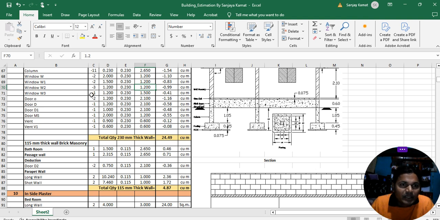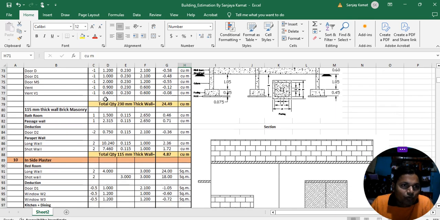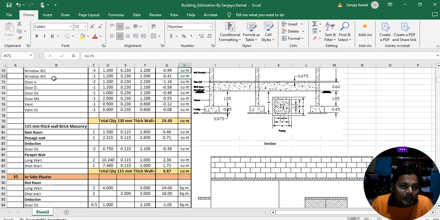And then once you get this, you will work for the window 3 value also, and this time we take the number of windows W3 minus 1, and then breadth will be how much? Breadth will be 0.230 meter, and length will be how much? 1.200 meter, and then depth will be 1.500 meter. Okay. So this time you got the 4 values, multiply these 4 values, then you will get what? Volume or quantity, minus 0.41 cubic meter. Okay. So now we have completed the windows.